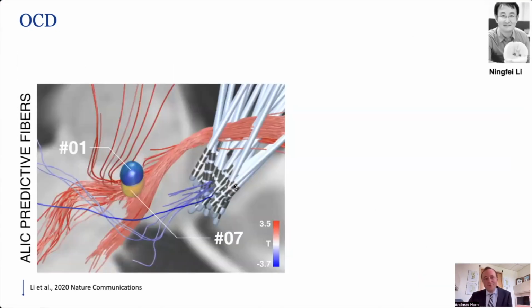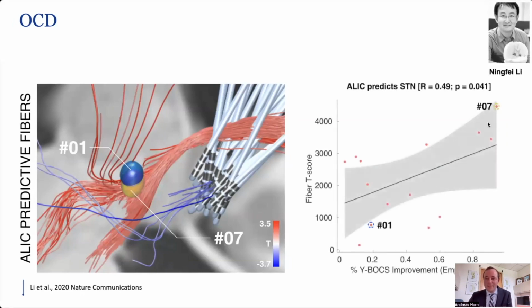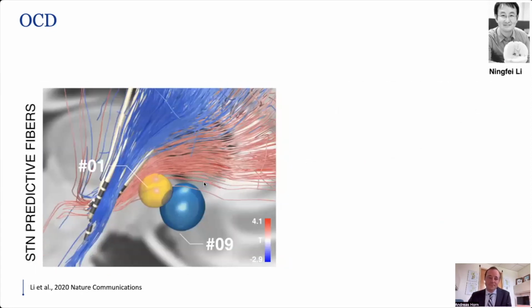We can go one step further and essentially calculate the tract based on the ALIC cases, then put in the stimulation volumes of the SDN cases. And the more they hit the tract here, the better they became. So this is a cross estimate across DBS targets and DBS centers using a single tract model.